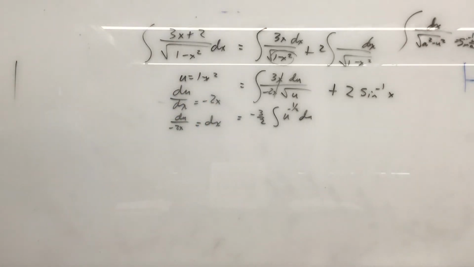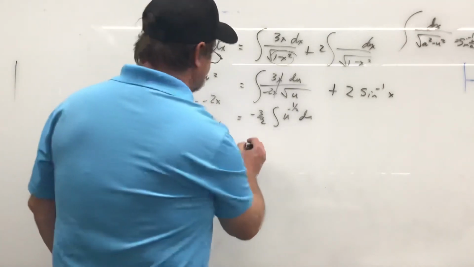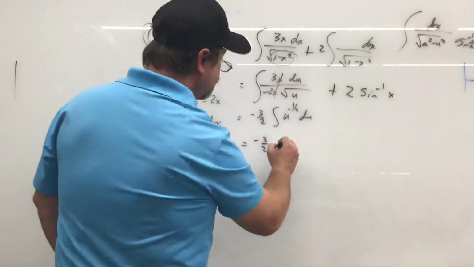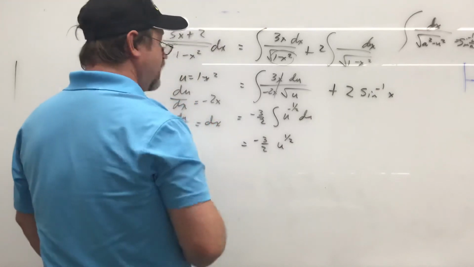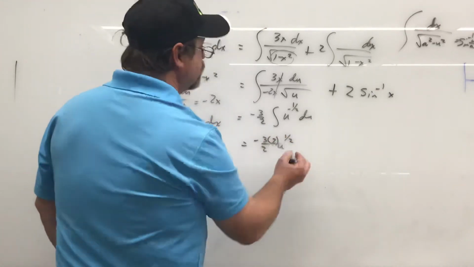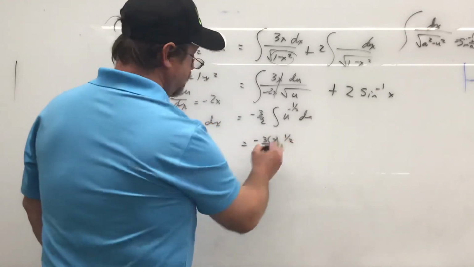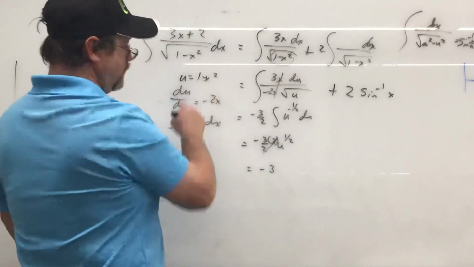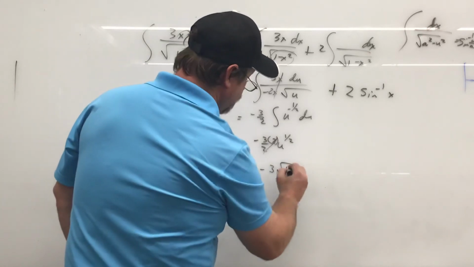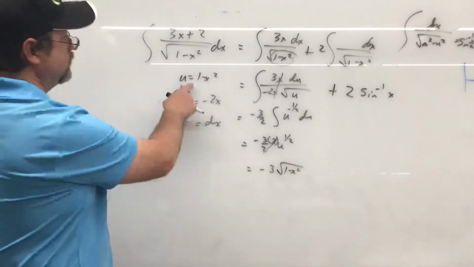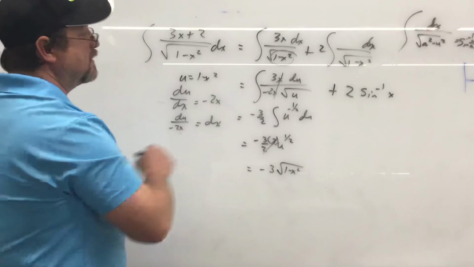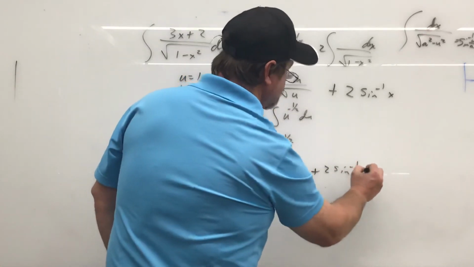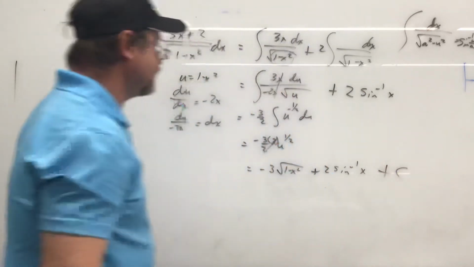And u to the minus 1/2 du is of the form where I can raise the power by 1 and divide by it, which I do. I raise this power up by 1, it makes me u to the 1/2. Dividing by 1/2 is the same as multiplying by 2. And those cancel, and I end up with minus 3. Now what is u? u is 1 minus x squared. So it is the square root of 1 minus x squared. That's what u to the 1/2 is. And that's the first term, and the second term is inverse sine of x. Of course, I can throw a plus C out there.